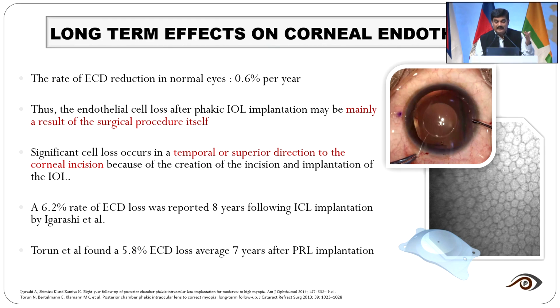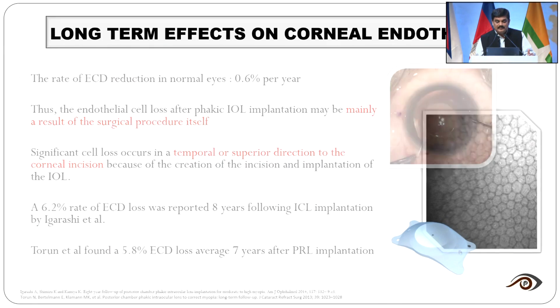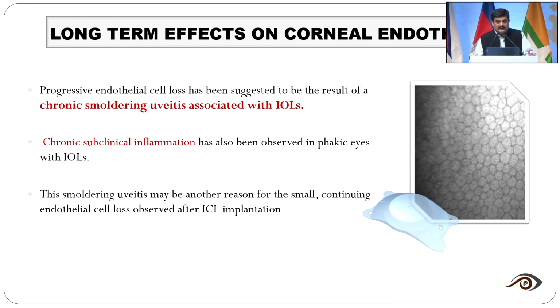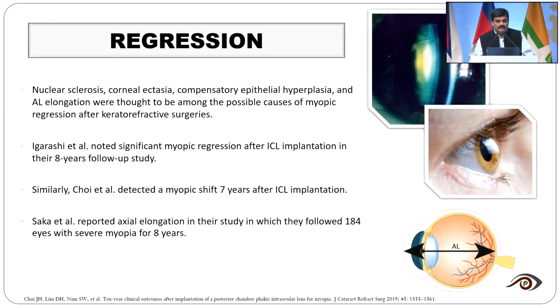Studies show that 5.8% endothelial cell loss occurs on average 7 years after PRL implantation. So this is about how it can even happen in a patient with chronic uveitis too. So regression, of course, normally as age progresses, the regression can happen. Igarashi noted significant myopic regression after ICL implantation in an 8-year follow-up study. Similarly, another study shows a myopic shift 7 years after ICL implantation.